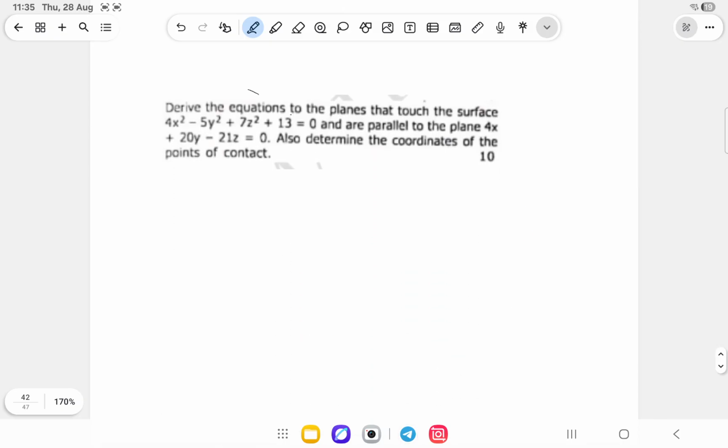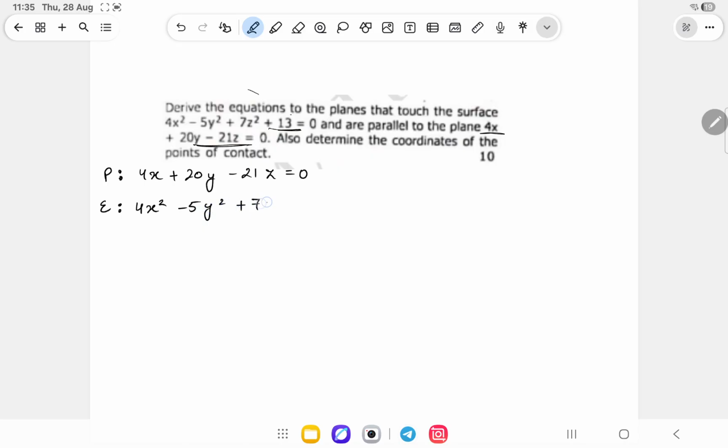So the next question says: derive the equation of the plane which touches this surface and is parallel to this plane. They have given us the equation of the plane, that is 4x plus 20y minus 21z is equals to 0, and the equation of the given ellipsoid is 4x square minus 5y square plus 7z square plus 13 equals to 0. So if I simplify the equation of the ellipsoid to general form, I'll get minus 4 by 13 x square plus 5 by 13 y square plus minus 7 by 13 z square is equals to 1.